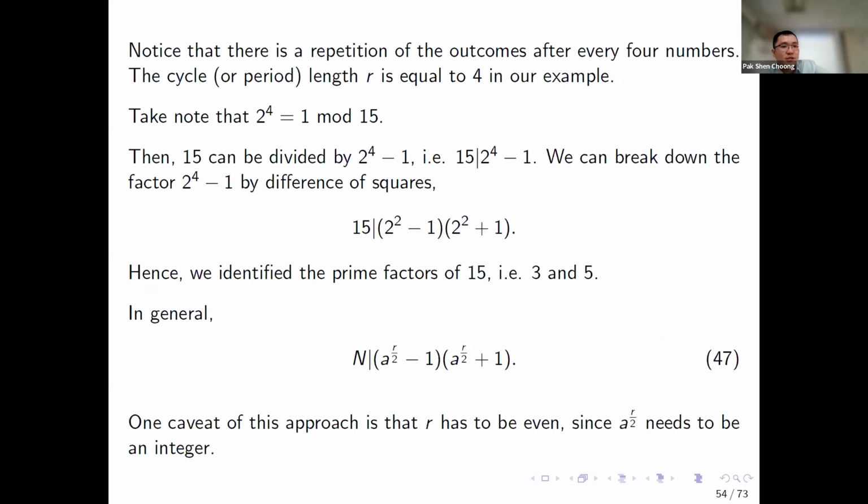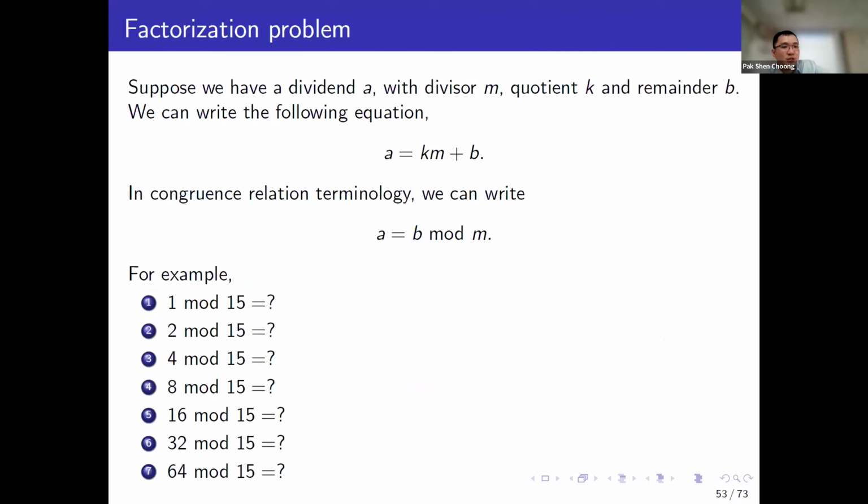Co-prime means, for instance, if you look at 15, is 6 a co-prime of 15? What is the greatest common divisor of 6 and 15? 3. So it's not a co-prime. How about 2?